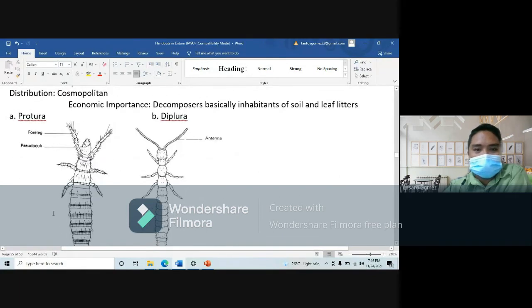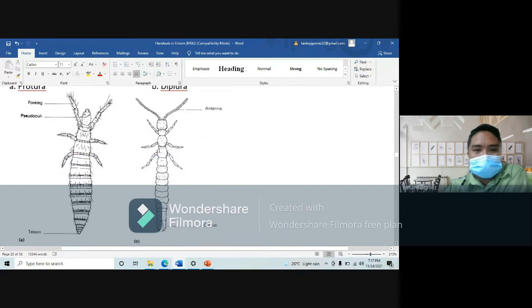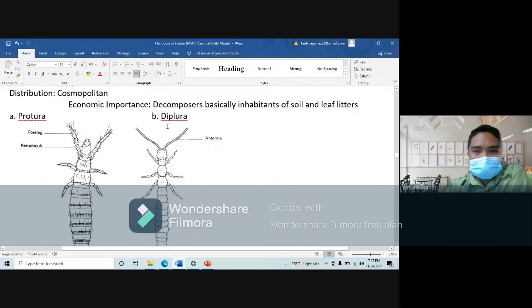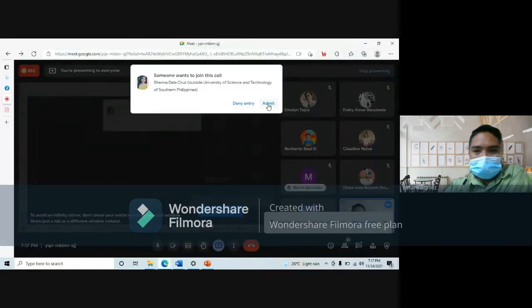Okay, this is what we call Protora, and this other one is Diplora. The difference is the antennae and the body. Diplora is smaller than the Protorans. The Protorans have no antennae compared to Diplora. Diplora has antennae. Well, this is not an antenna, but a foreleg of an insect.